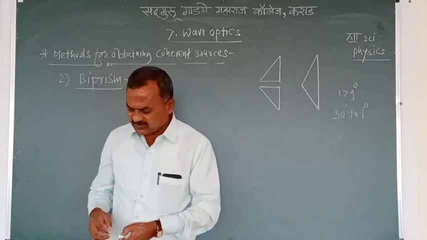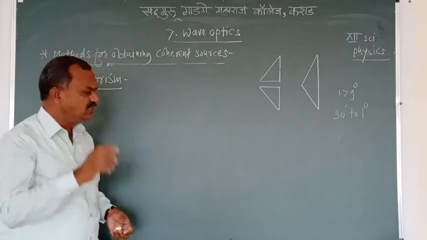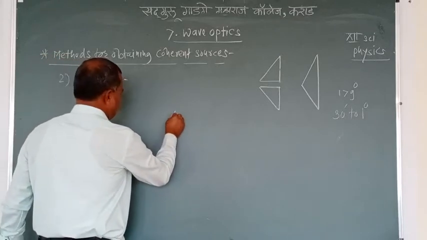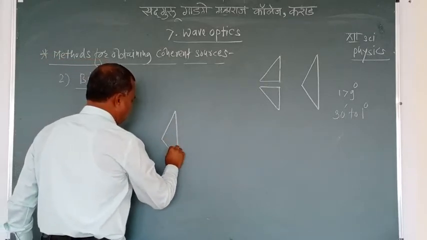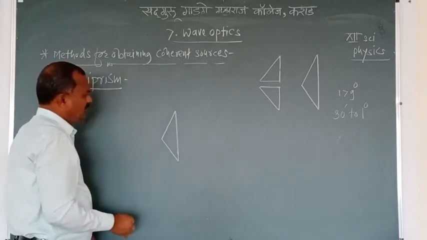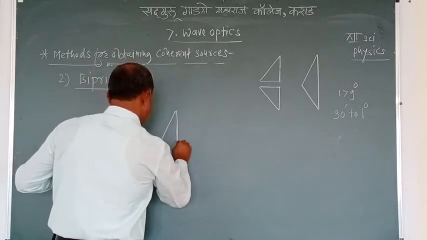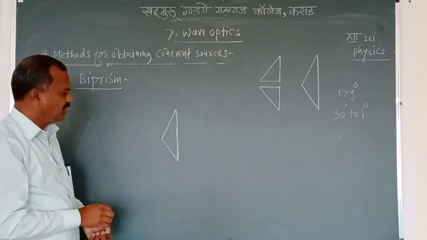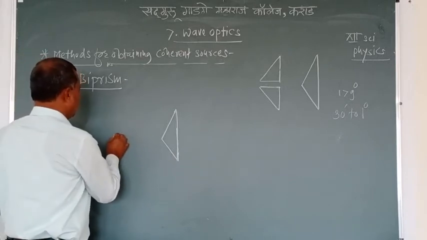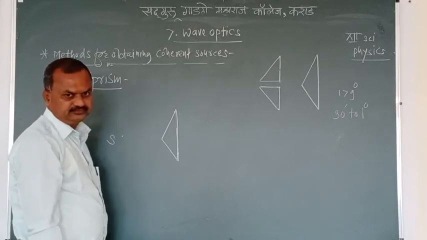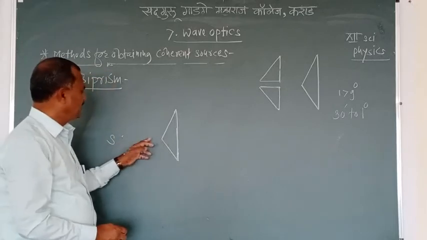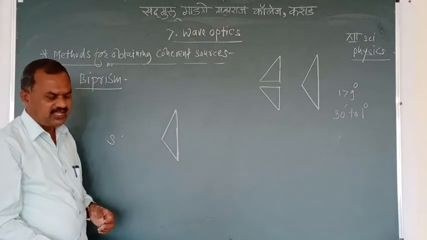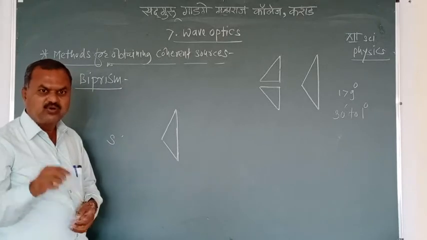With the help of that biprism, we can obtain two coherent sources as follows. Consider this biprism. A source of light in the form of a slit is kept in front of the biprism, such that the refracting edge of the biprism is exactly parallel to that slit, which acts as the original source of light.